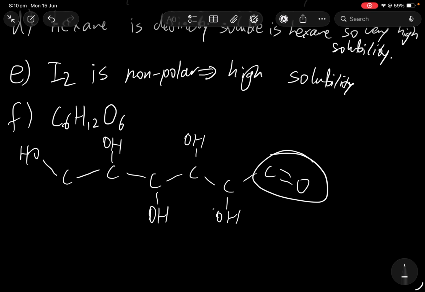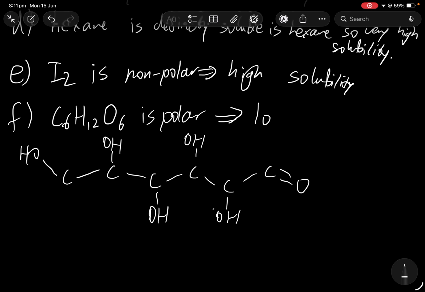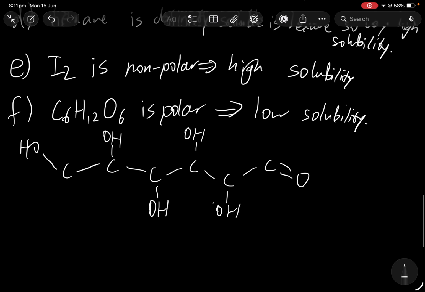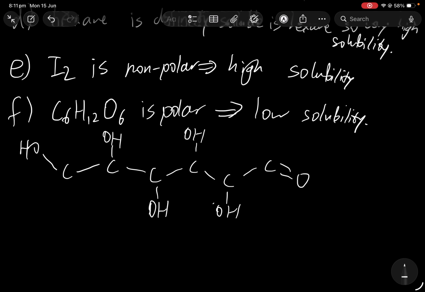And we can see that there's a double bonded O here. There's an OH here. They obviously don't have the same charge or the same electrons. So we're making this definitely polar. So let's just leave that working out. It's polar. So that means it has low solubility. And that is it for the chem questions.